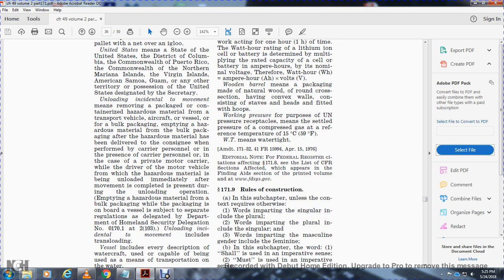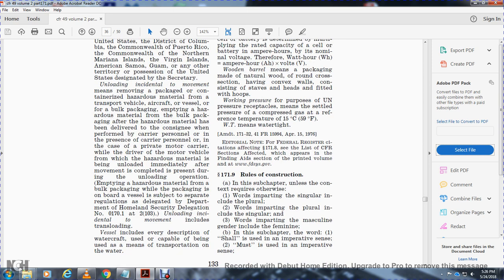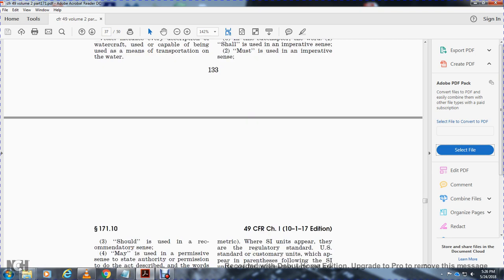In this subchapter, unless otherwise specified, words imparting the singular include the plural, words imparting the plural include the singular, and words imparting the masculine gender include the feminine. In this chapter, the word shall is used in an imperative sense, must is used in an imperative sense.